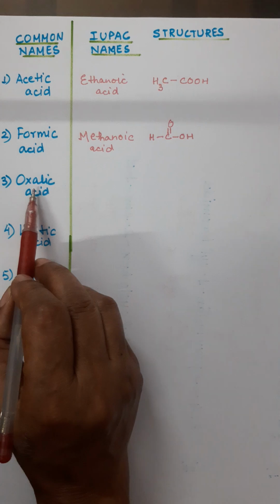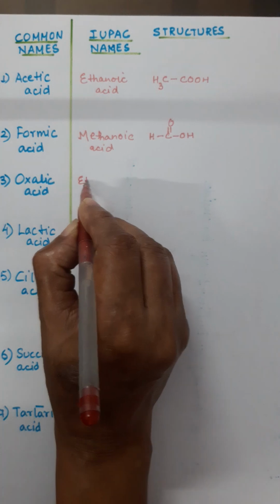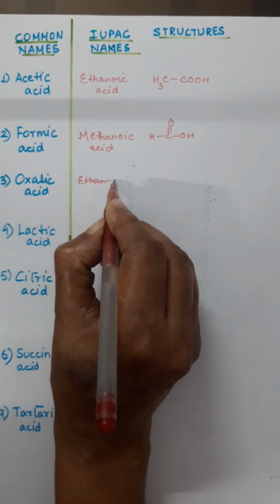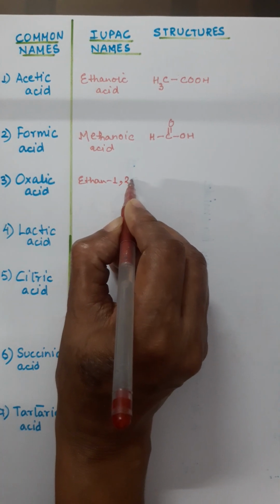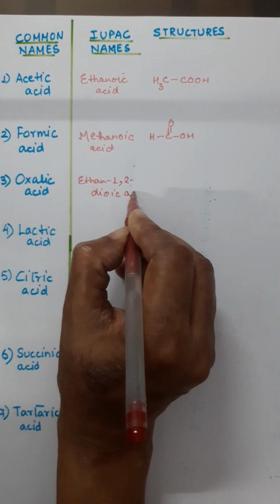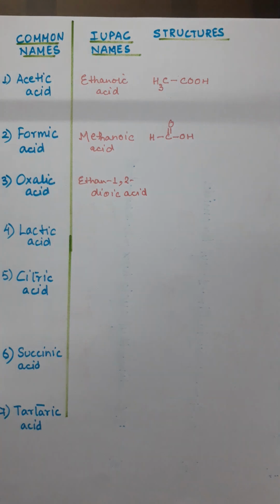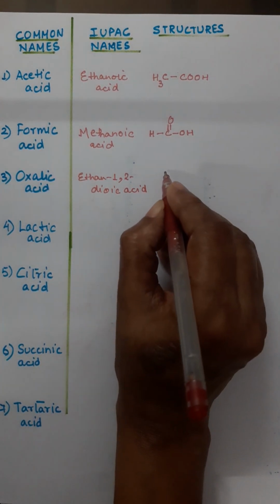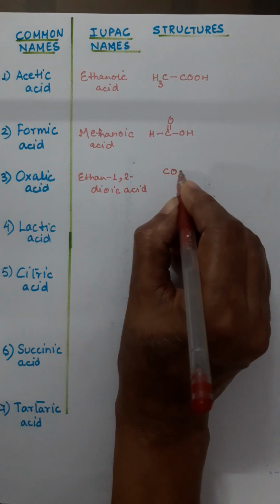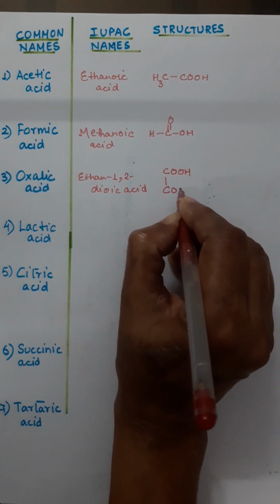What is it? Oxalic acid. Now oxalic acid is ethan 1, 2 dioic acid. Okay, ethan 1, 2 dioic acid. So how will we draw it? COOH single bond COOH.